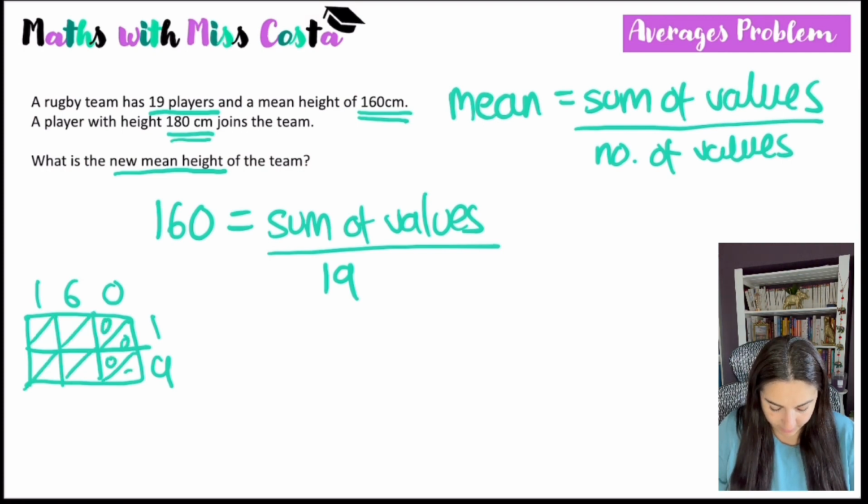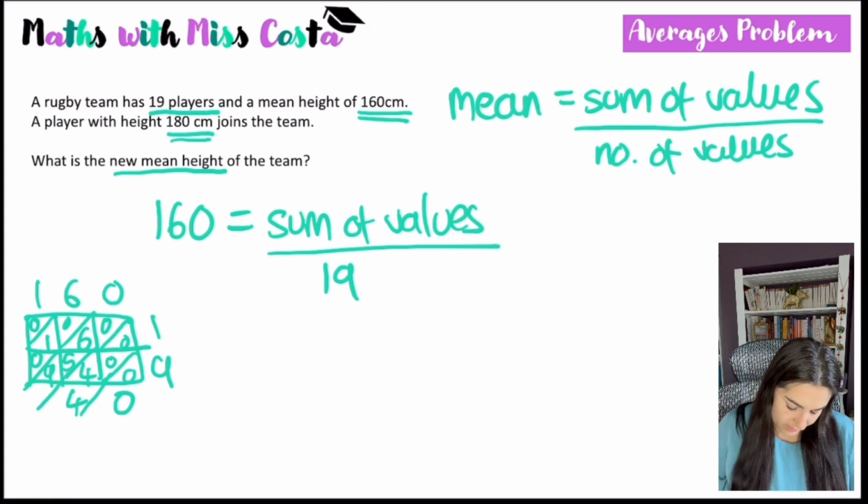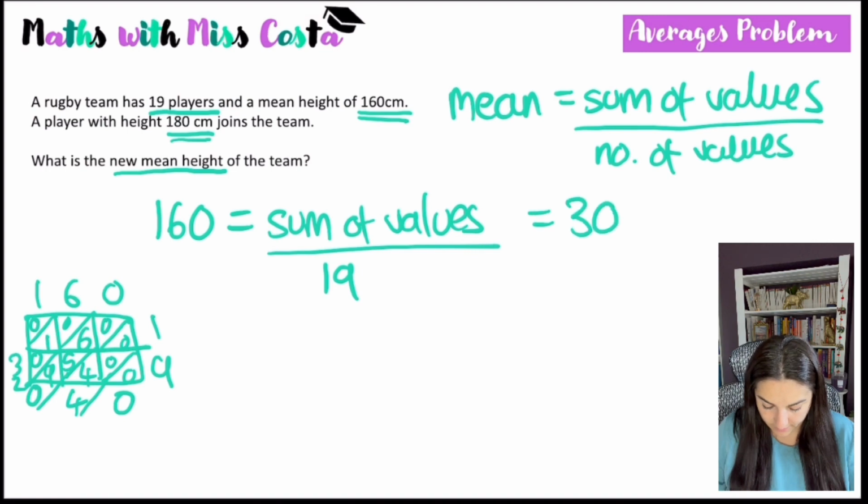0 times 1 is 0, 0 times 9 is 0, 6 times 1 is 6, 6 times 9 is 54, 1 times 1 is 01, and 1 times 9 is 09. So that would give me 0, 4, 9 plus 6 is 15, plus 5 is 20, 1 plus 2 is 3. So the sum of all my values must be 3040 centimetres.